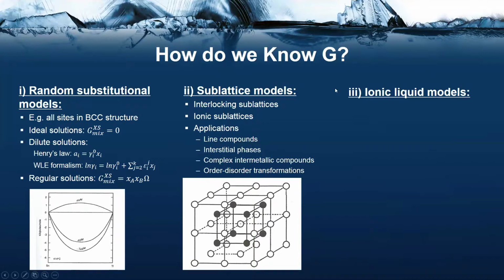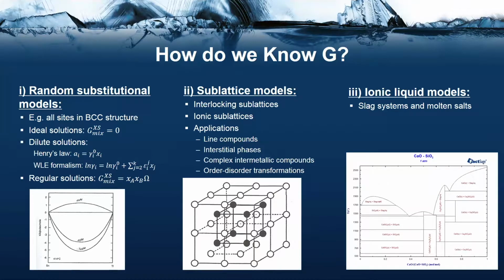In terms of the last type of models, the ionic liquid models, slags and molten salts are typical examples where these can be used. The phase diagram of such liquids can be complex and show apparently contradictory behavior. If we consider the CaO-SiO2 phase diagram, which is shown here in the figure, we can see that we have both liquid immiscibility right here, and we have the formation of intermediate compounds. For example, this one, and this one, and this one.